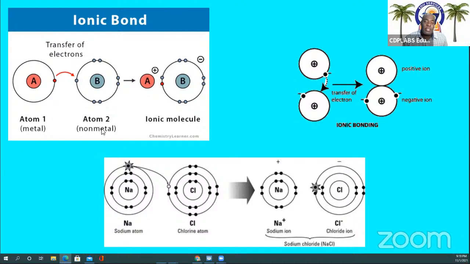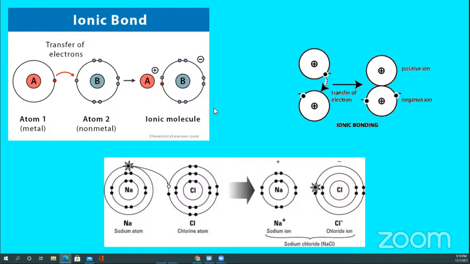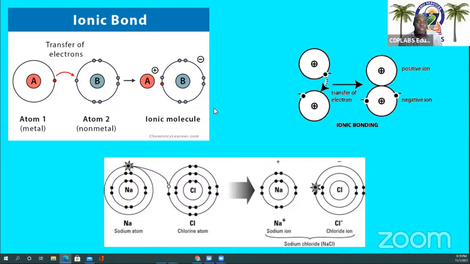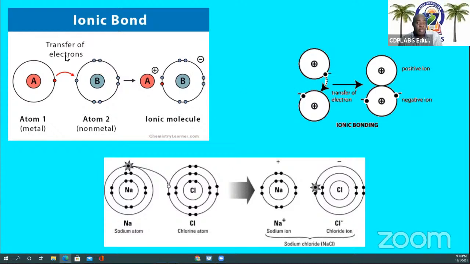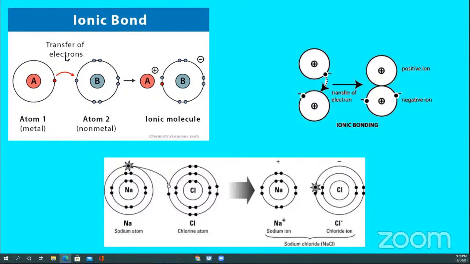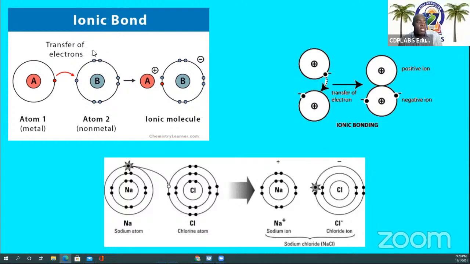So ionic bonding involves metal and what? Metal element. Non-metal. Good. And what else does ionic bonding involve, based on the picture you're looking at? In the ionic molecule, what action took place? Transfer of electrons. So when you are describing ionic bonding, you have to use the phrase transfer of electrons, where one atom loses an electron, transfers it to another atom which gains the electron. You see that now?